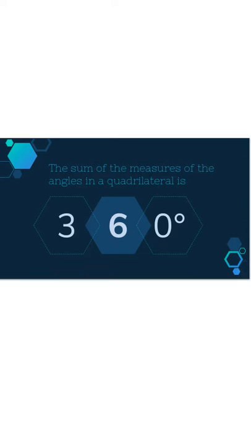The sum of the measures of the angles in a quadrilateral is 360 degrees. You could always think of a square and how it's made up of 2 triangles, and each triangle's angles add up to 180 degrees, so 2 of them would be 360 degrees.